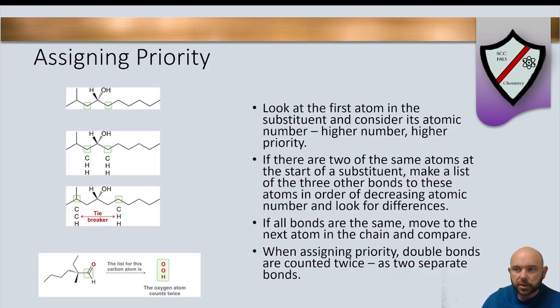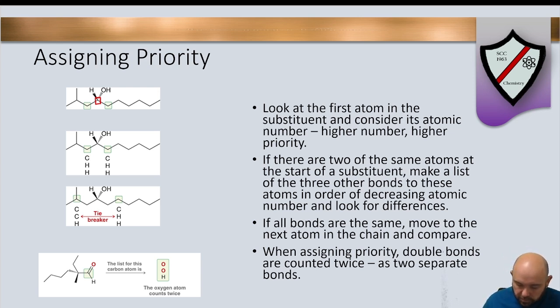So we have an example here to show you how this is done when you have to go further than just the first carbon out, because that's when it gets a little tricky to assign these priorities to these molecules. In the molecule that we see there, we have an alcohol group and a couple of carbon chains, as well as a hydrogen leading off of this chiral carbon. So our chiral carbon is going to be this carbon here. And we're trying to determine what is the priority of each of the substituents coming off of that carbon.